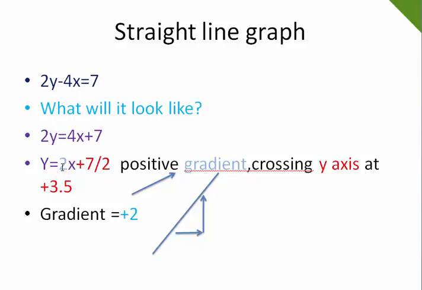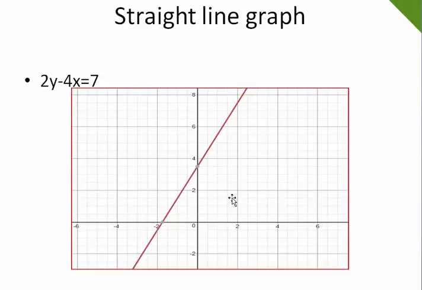Then what we do is we have it in the form y equals mx plus c. So our m is 2. We know the graph's going to have a positive gradient of 2, and it's going to cross the y-axis at plus 7 over 2, which is 3.5. So it's going to look something like this with a gradient of 2. And it's going to cross the y-axis at 3.5.